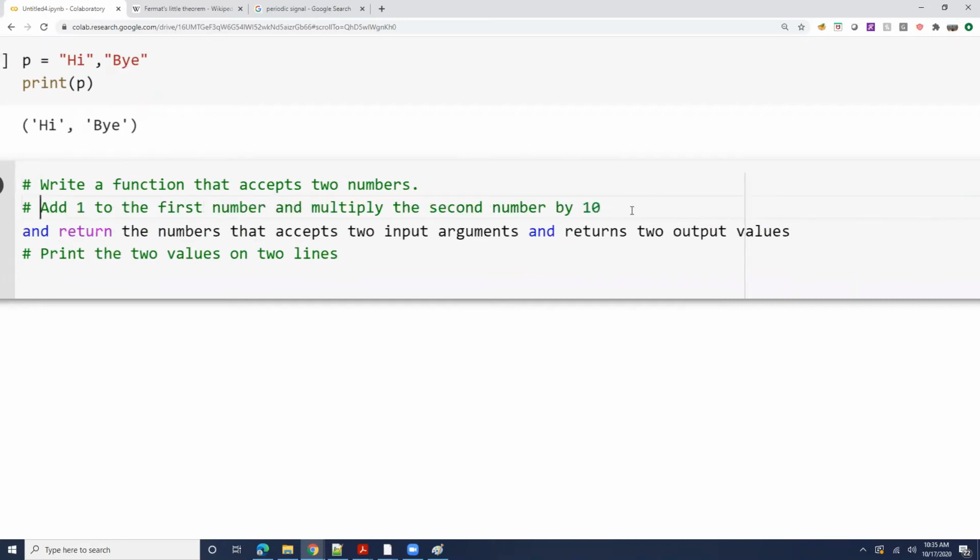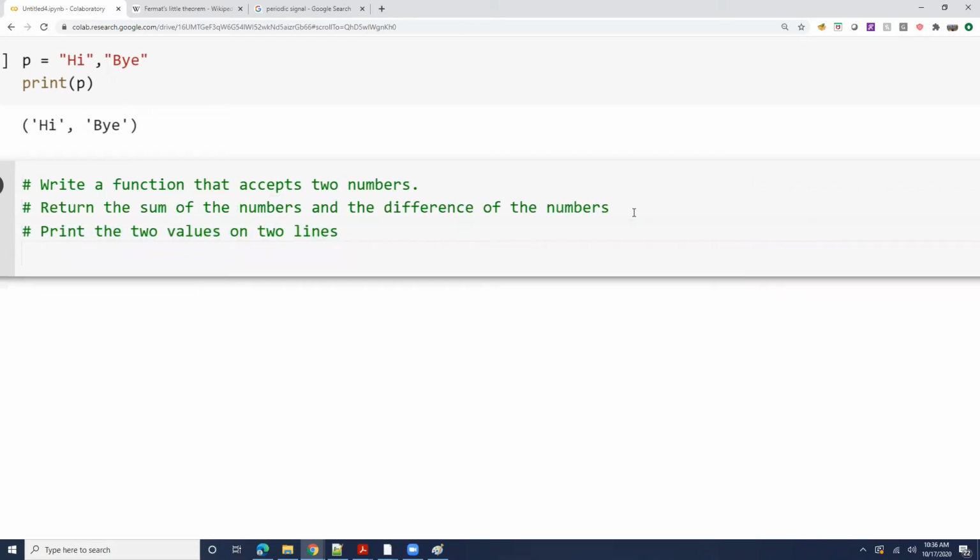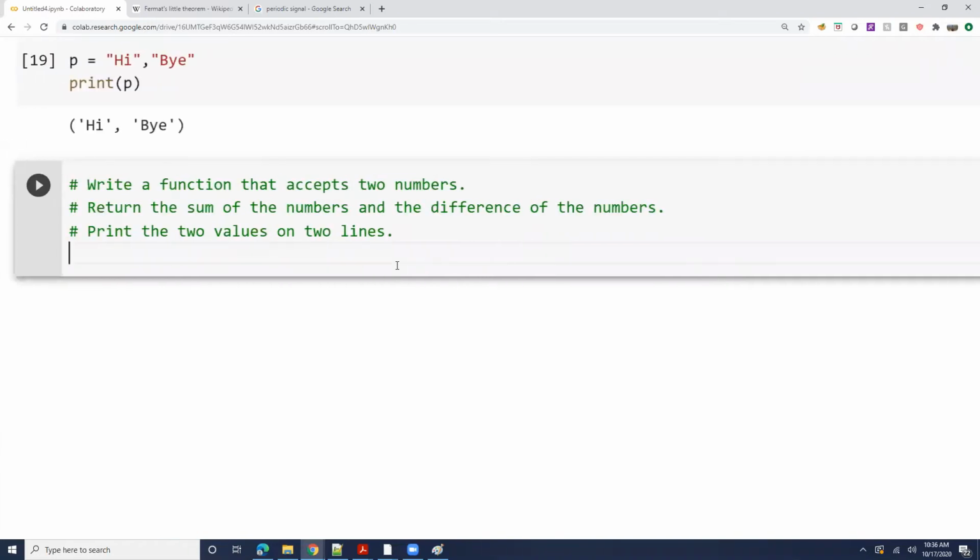Write a function that accepts two numbers and returns the sum of the numbers and the difference of the numbers. Okay, so it's a simple function. Your function takes two numbers, calculates the sum of the two numbers and the difference of those two numbers, and returns those two values, and you have to print them.